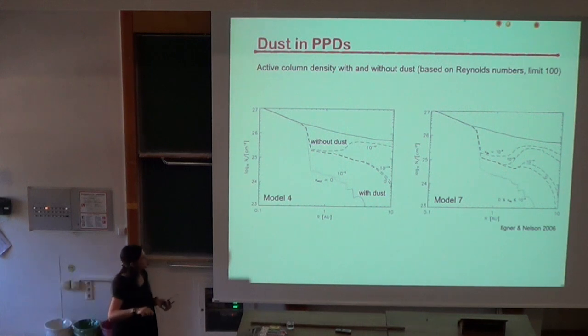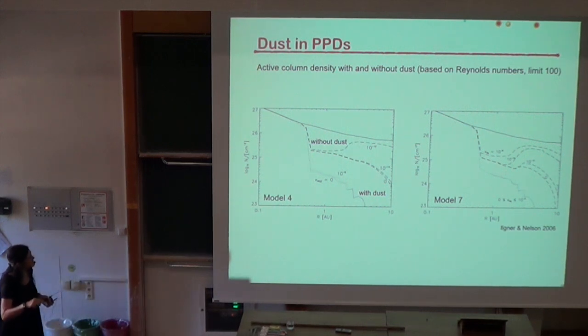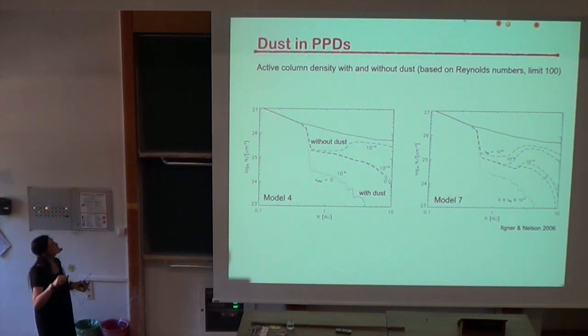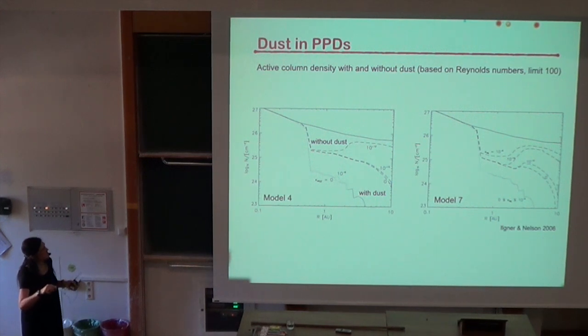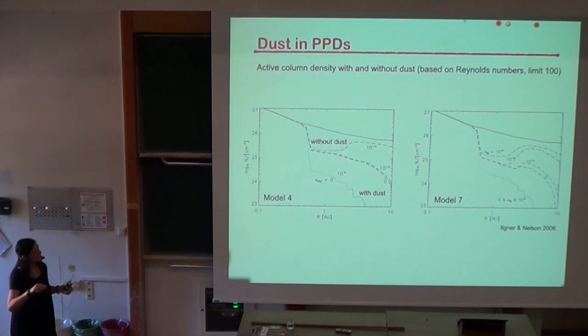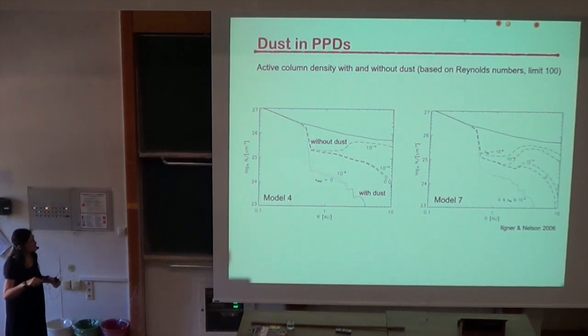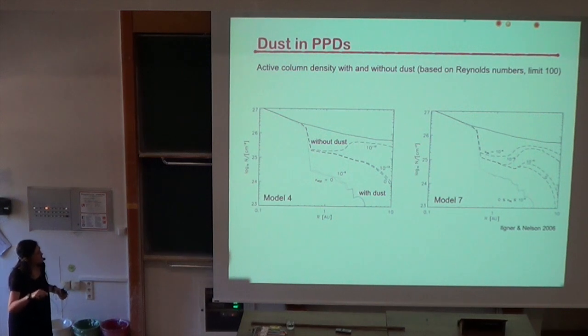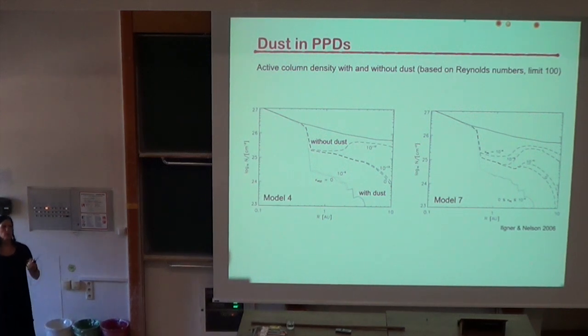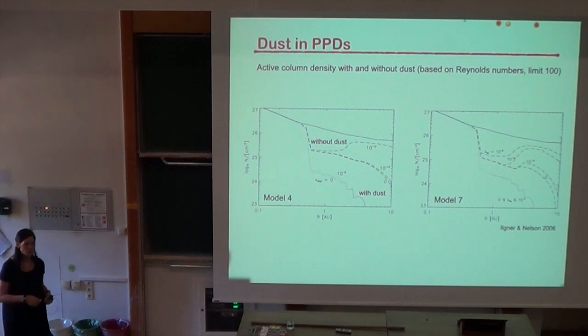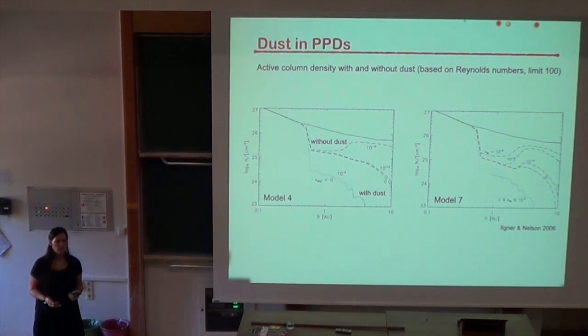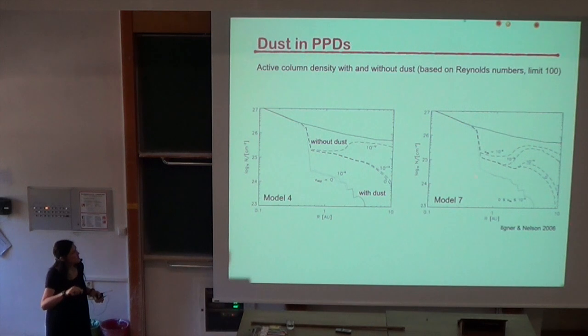This is a result from Alberto and Nelson 2006. What they show here is the active column density. So this is the column density of the total disk, and this is the active one. That means here they don't take any dust particles into account, and for the dotted line there's dust included in this model. So this is for model 4 and model 7. And we see clearly in both cases, when the dust is included, the active column density is decreased. That means the electron abundance is much lower when the dust is included. That means the disk is less active because of the missing electrons. Really, and we see this in both models.